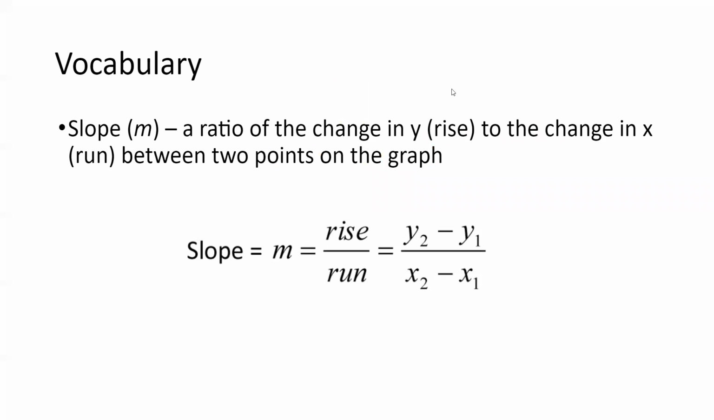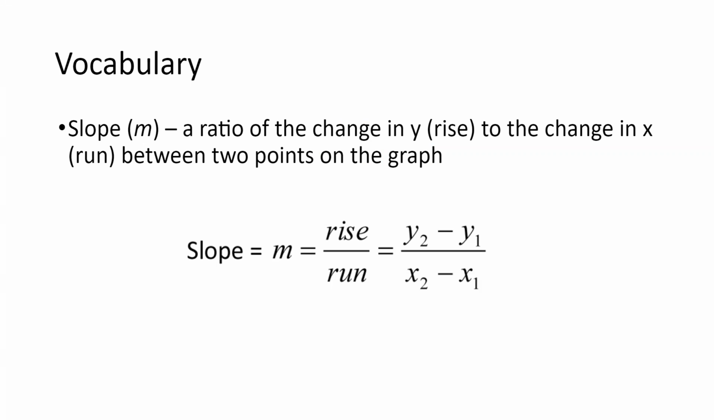To start off, we have to talk about what slope is. So you might have heard the word slope before. We definitely talked about it in 7th grade. Slope is represented by the variable m. So anytime you see an m, that means slope. Slope is a ratio of the change in y, which is your rise, to the change in x, which is your run, between 2 points on the graph.